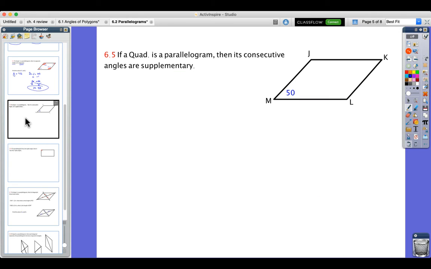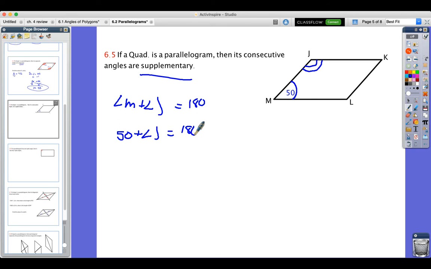Like we talked about with parallel lines, there's something true about parallel lines. What is it? Alternate interior angles are congruent, alternate exterior angles are congruent, corresponding angles are congruent, and consecutive interior angles are supplementary. So we're still talking about that right here. If a quadrilateral is a parallelogram, then the consecutive interior angles are supplementary. It means this angle and this angle right here make 180. So angle M plus angle J equals 180 here. We know what angle M is. It's 50. What will be the value of angle J here?